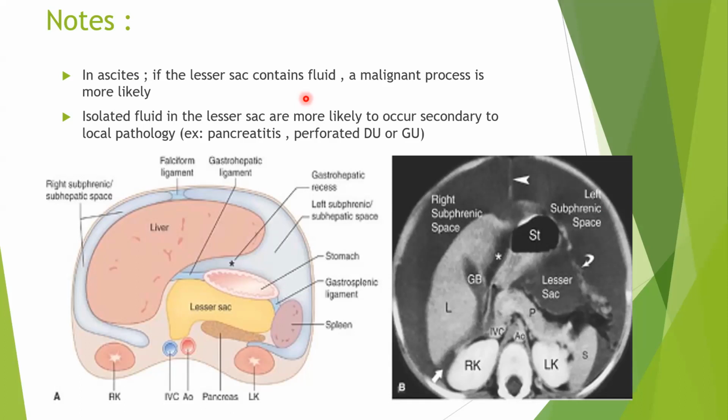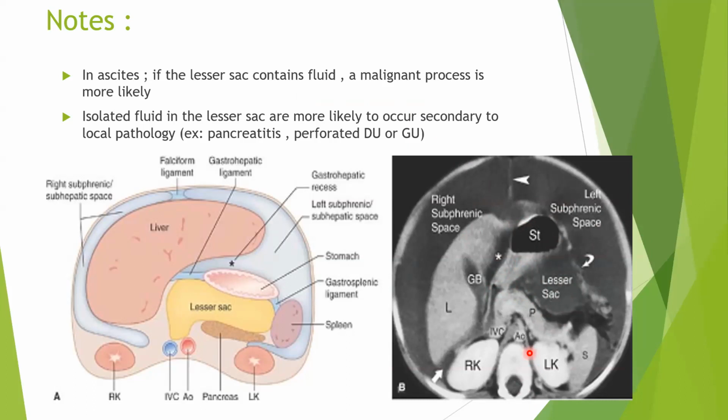This is an axial CT scan showing us the lesser sac. This is the lesser sac containing fluid, posterior to the stomach and anterior to the pancreas. This is the pancreas. This is the left subphrenic space, and the right subphrenic space.